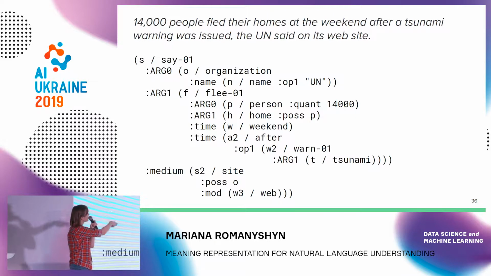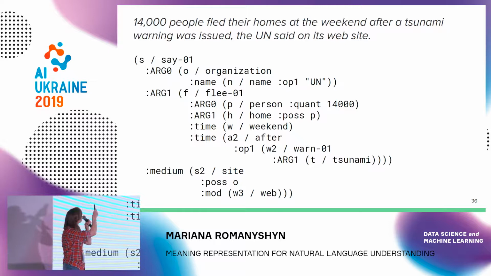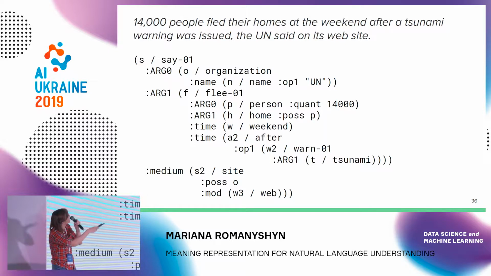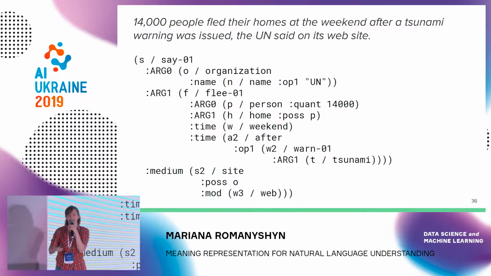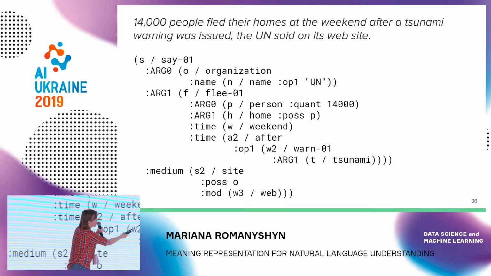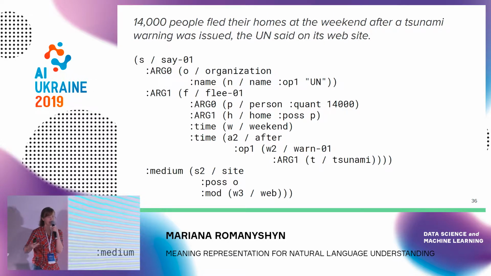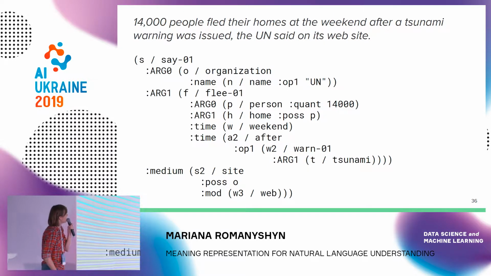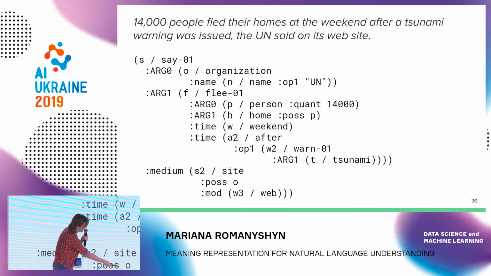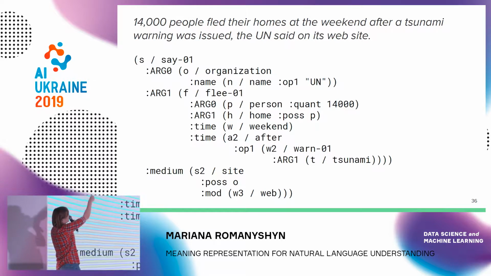And we have two temporal semantic relations. In the text we have after a warning was issued. Actually, to issue a warning is just a paraphrase of to warn, right? So we have an event of warning about tsunami, and the medium by which the message was delivered was the website. And again, we can see coreference resolution because we have the variable O here, meaning its website. So its website is the organization's website.